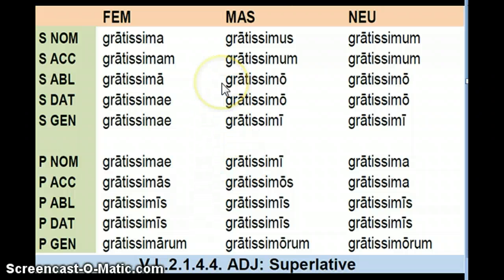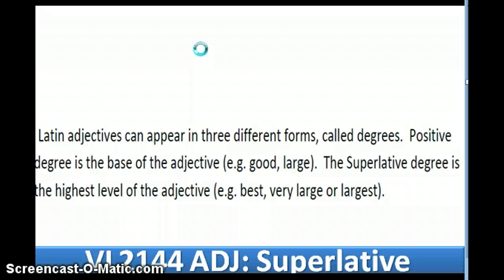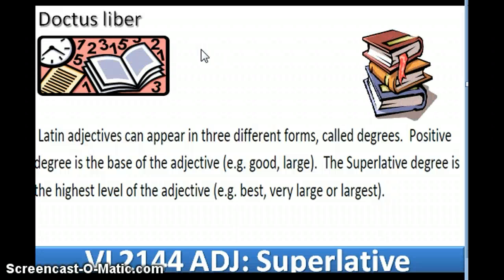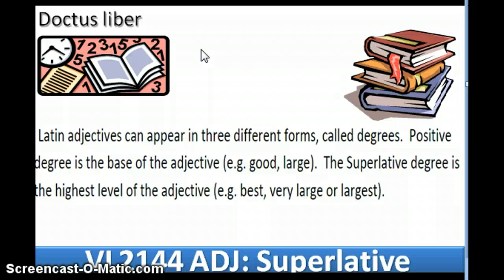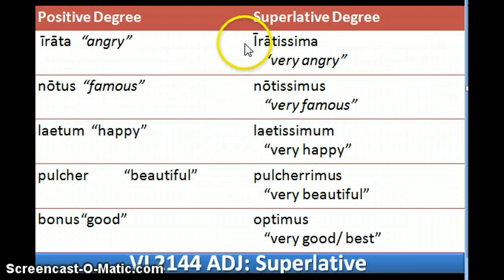Now, there's a new degree that you need to worry about. Not really, but it will occur. It's the superlative, signified by double S in the middle, and then the same endings we saw. There are three different forms or degrees. Positive degree is the base of the adjective, good or large. Superlative degree is the next highest, best, very large, or largest. There's a middle comparative. We'll be seeing that in a couple chapters. So learned books versus very learned books. Normal positive superlative degree comparisons.